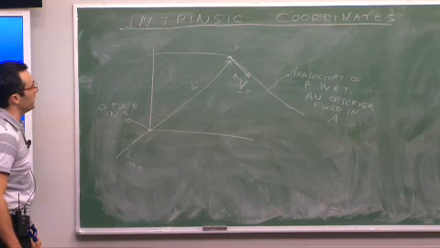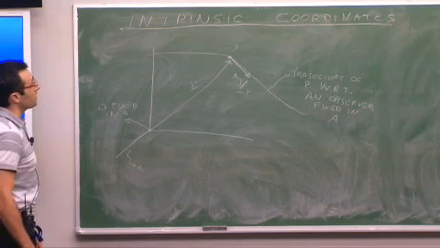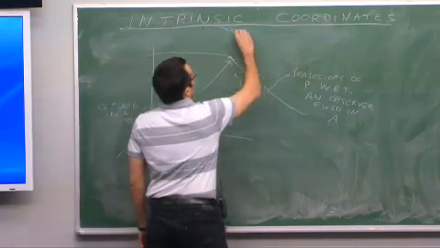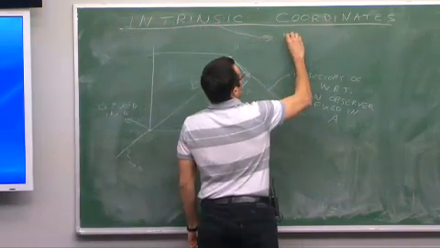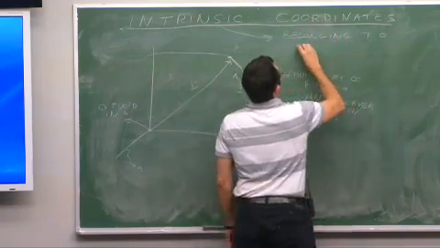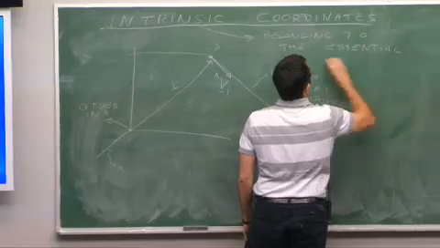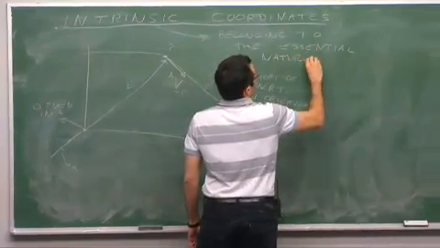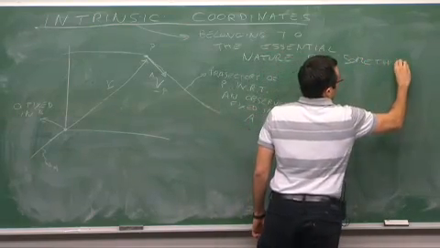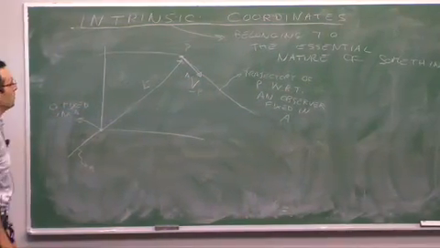And we want to define a very special type of coordinate system, which is called intrinsic. Intrinsic has a specific meaning. If you look it up, one of them is belonging to the essential nature of something. So we're going to define a coordinate system that would not even exist if there wasn't any motion.